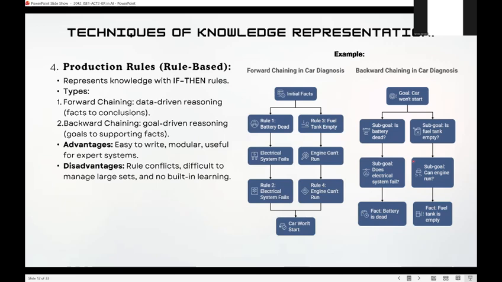So the last one is production rules. It represents knowledge with if-then rules. It has two types. The first is forward chaining, in which the conclusions are derived from the initial facts which are present. And the second type is backward chaining, which is goal driven reasoning, which means we initially have the conclusion or goal, then we derive the facts which are possible. So each technique helps AI reason in a simple, structured way, depending upon the problem.